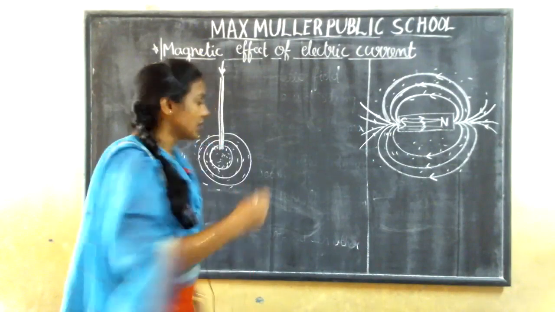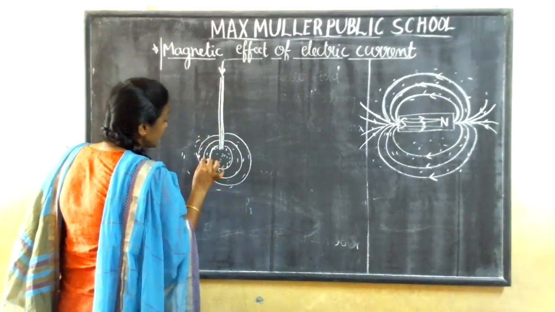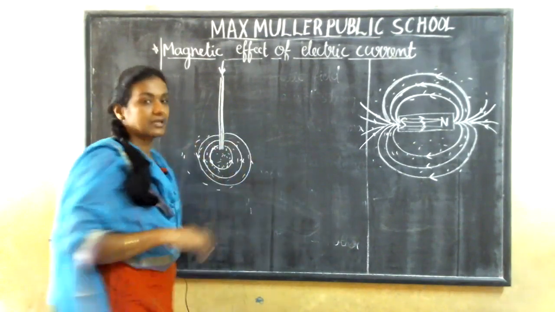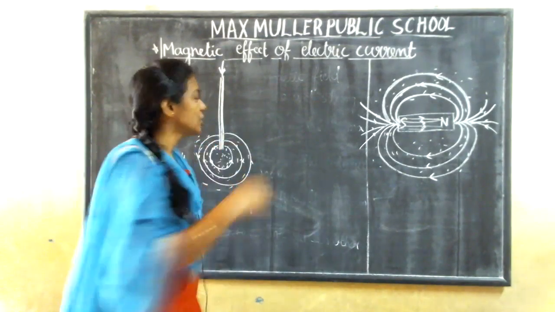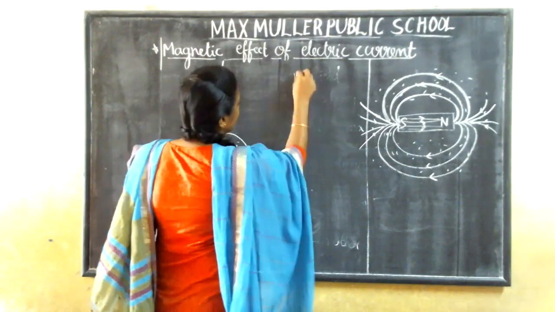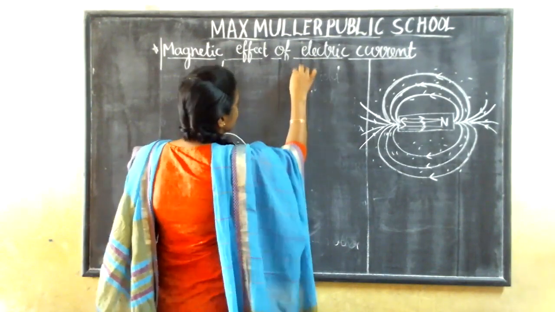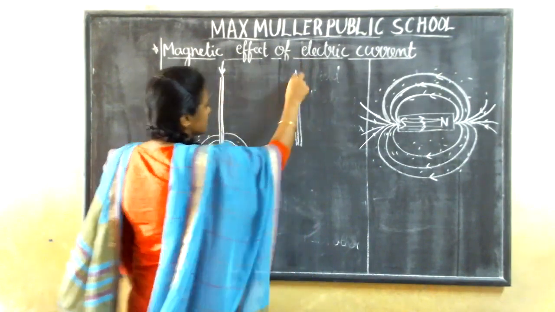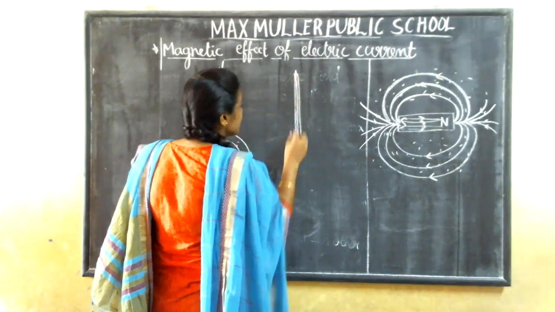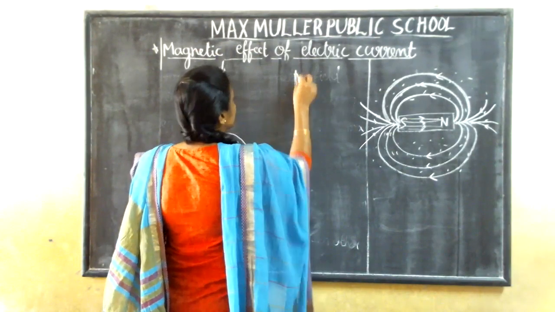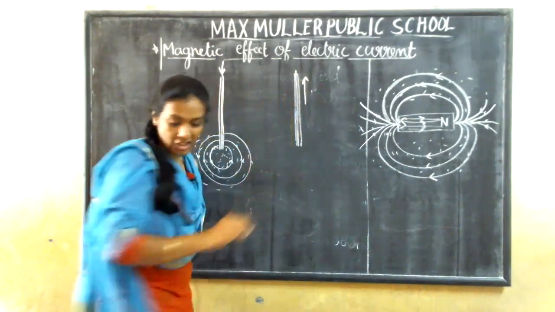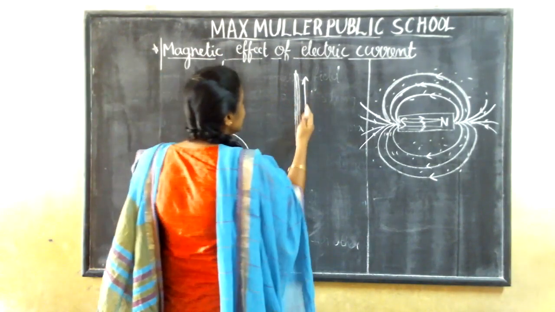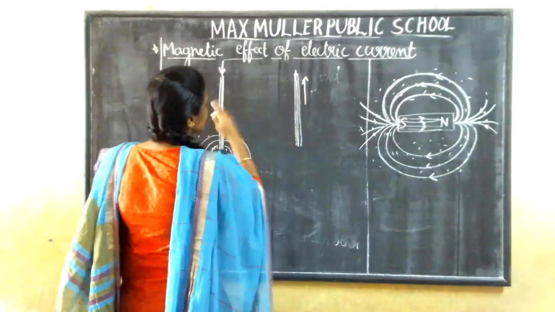Understood? So here it might be in this direction. Again, I am going to draw one more diagram, the same wire and the same current, however much current is passed in this wire, I pass the same current, but the direction of the current is changed. The current is flowing opposite to the previous one.